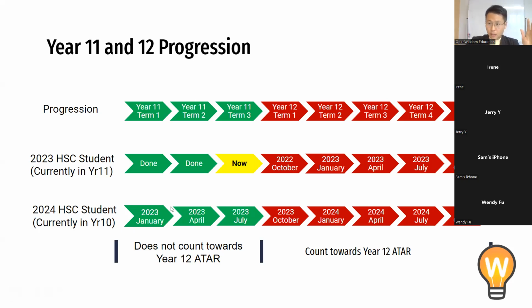Now, there's a misconception amongst a lot of students and parents. They believe that all the marks that you receive in year 11 and year 12 will count towards HSC. So that's misconception number 1. As you can see on this flowchart at the bottom, all the marks you get in year 11 do not count towards your HSC. Only the marks that you achieve in year 12 will count towards your HSC. So in other words, you can treat year 11 as a practice round for the more serious HSC year.